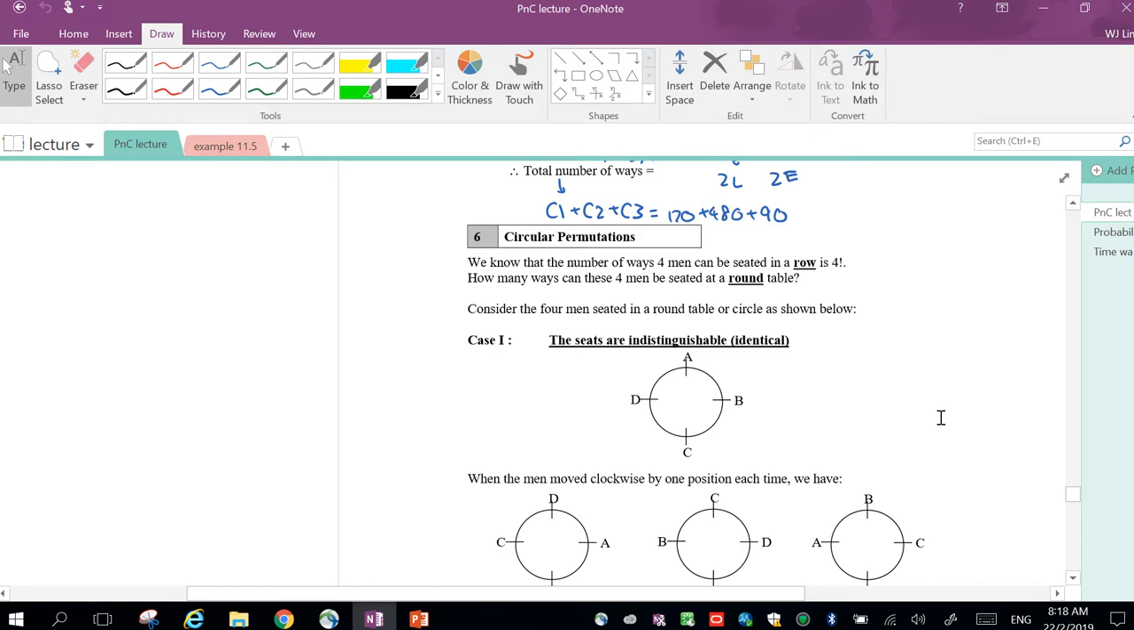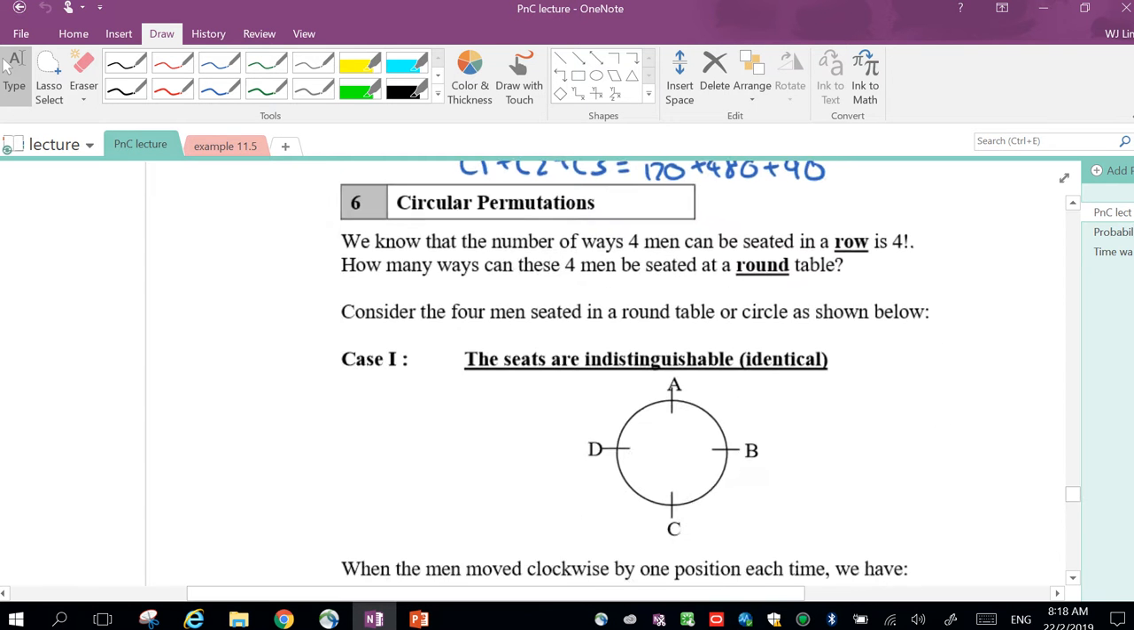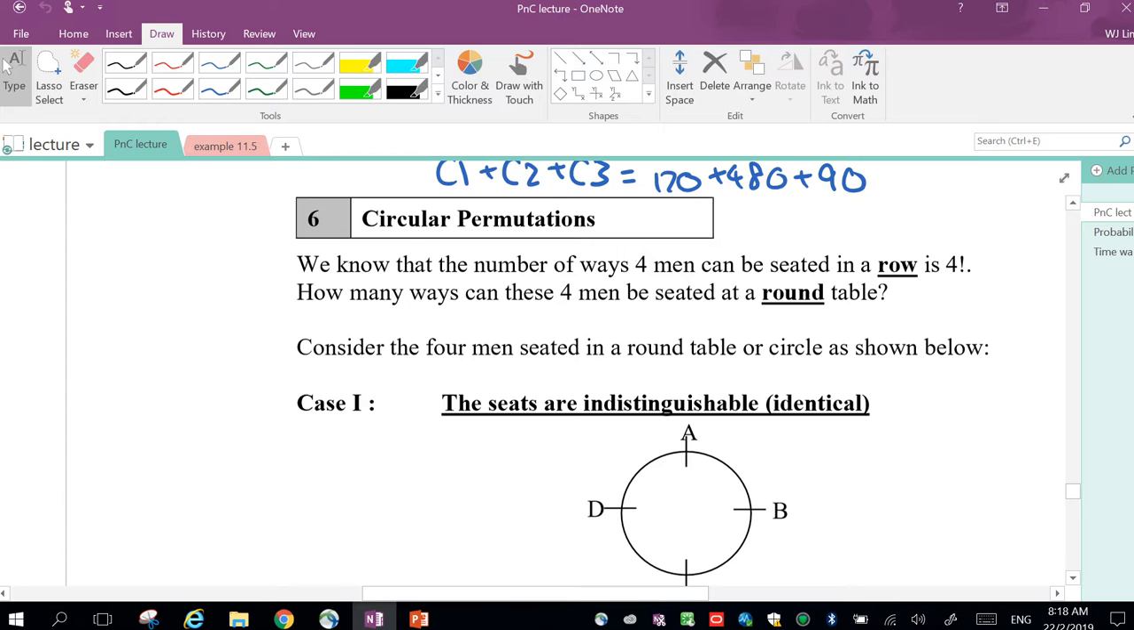For circular permutation, we know that to arrange 4 men in a row is 4 factorial. That is straightforward. Anyone not clear, make sure you are clear about this. 4 persons arranged in a row, 4 factorial. 6 persons in a row, 6 factorial. I went through the reason why 6 factorial.